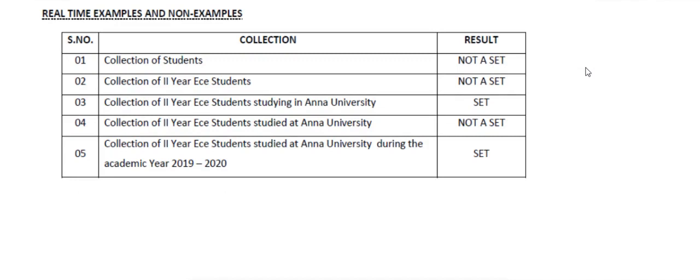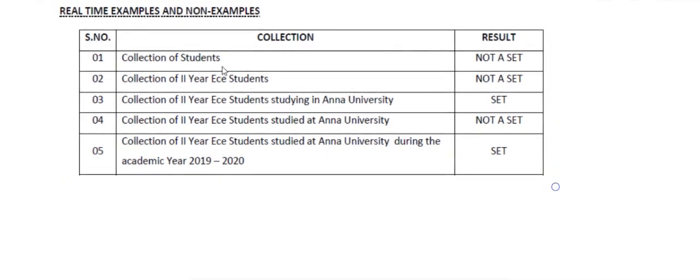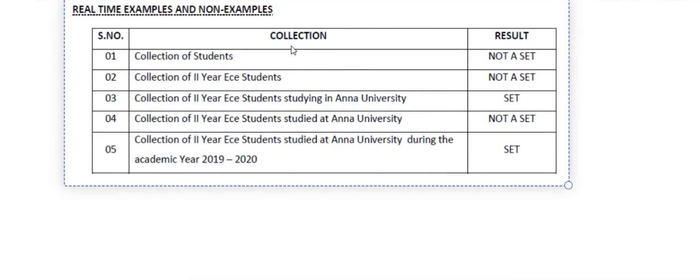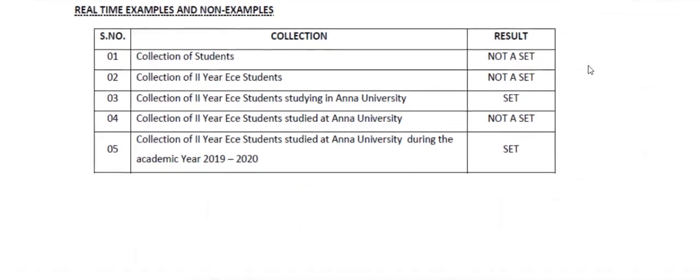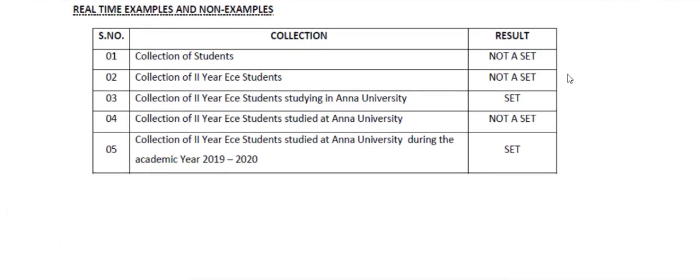We shall see some real-time examples and non-examples now. Take the first collection: collection of students. Is this mathematically a set? Think clearly. What students will you be collecting? There are pre-KG students, LKG students, UKG students, and college-going persons are also called students. So it is not precise, right? Whatever they are asking you to collect must be crisp and clear. So it is not a set.